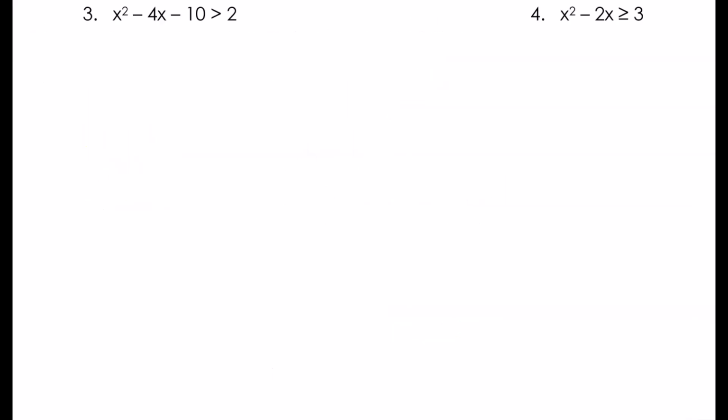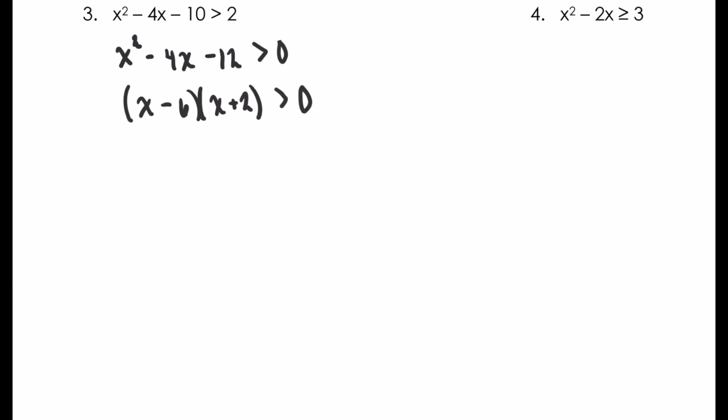All right, moving on to number 3, I have x squared minus 4x minus 10 is greater than 2. So for this one, I'm going to start off by setting it greater than 0. So I've got x squared minus 4x minus 12 is greater than 0. And now notice that the left-hand side here can be factored. And so when I factor that, we'd have x minus 6, and then x plus 2 is greater than 0.